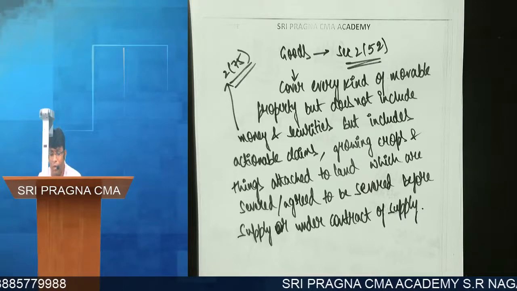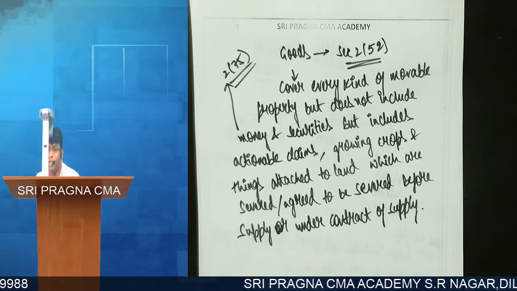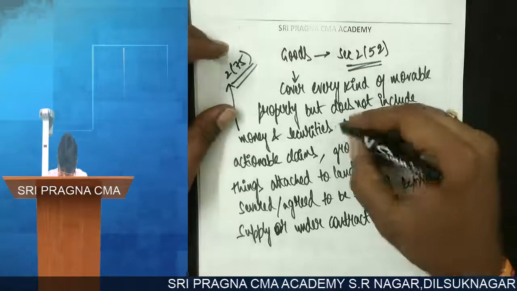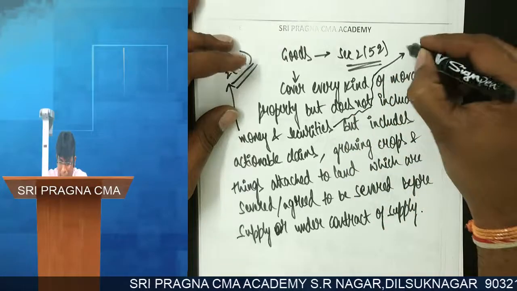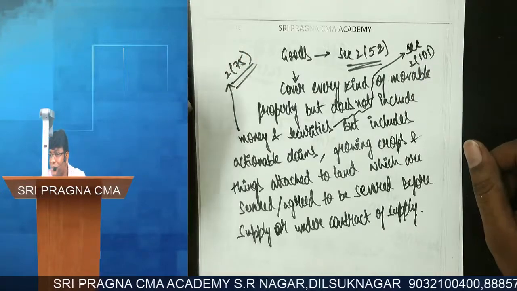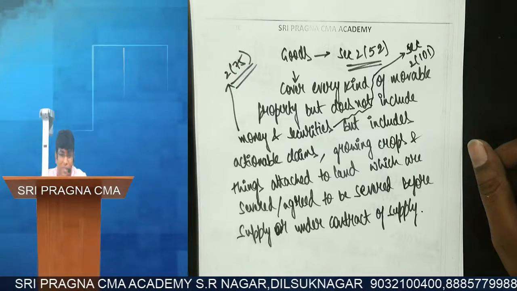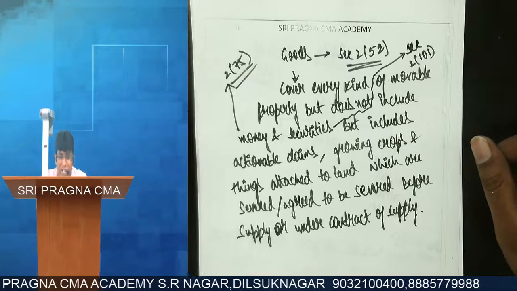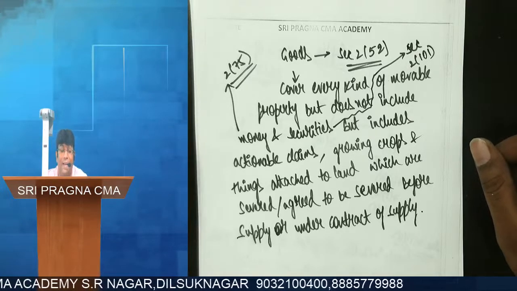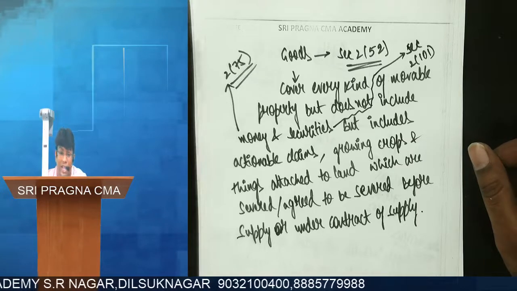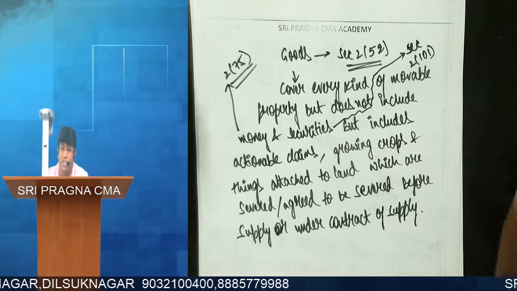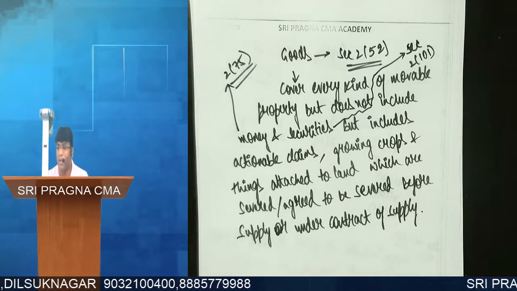So goods cover every kind of movable property, but does not include money and securities. What is securities? Section 2(101) defines what is securities. It specifies that security covers all types of security as per the Securities Act, which is shares, debentures, bonds, derivatives, everything is covered in securities. That is why practically, whenever we buy and sell shares on the stock market, we never pay GST. But there is some tax called securities transaction tax, which we pay when we buy or sell shares on the stock market.